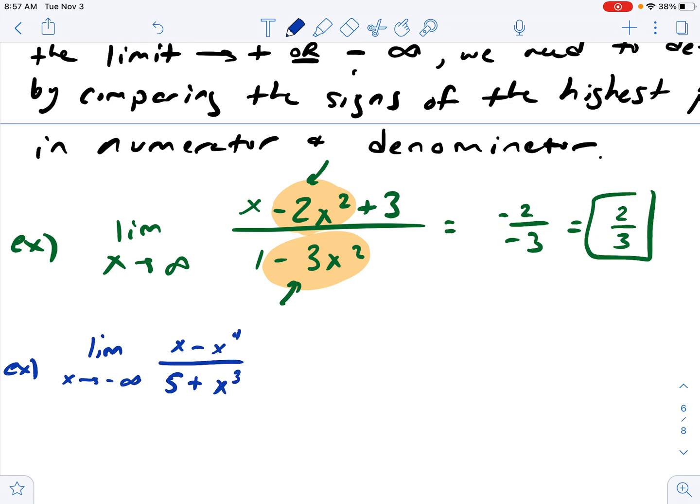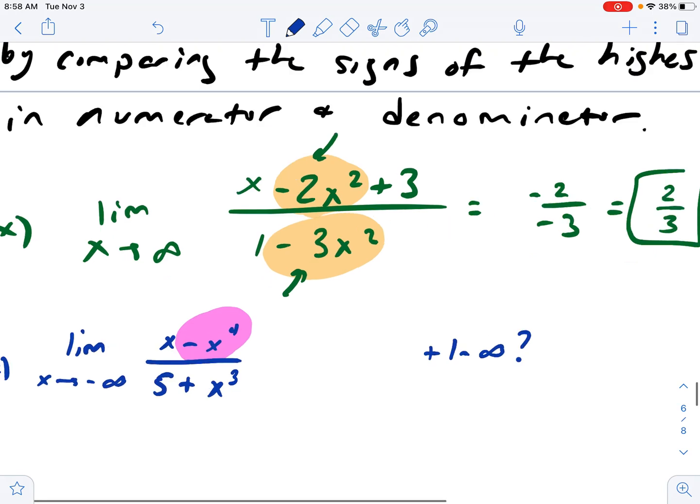Okay. Again, positive or negative infinity, we'll be careful, but the idea is the same. We're going to look at the highest power of x. Here, it's in the numerator. So automatically, I know the numerator is going to get a lot bigger than the denominator. This thing's either going to go to positive or negative infinity. Okay, we got to figure out which one.